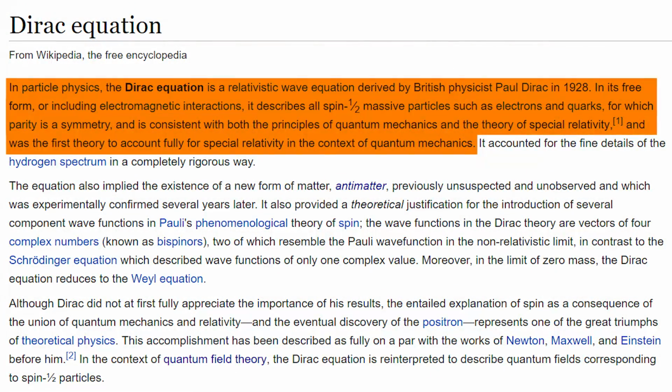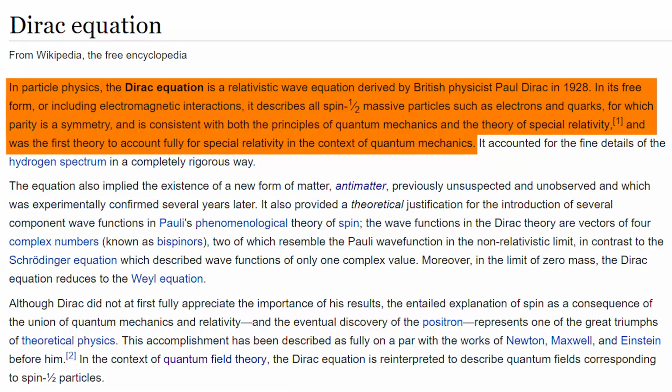It is defined to be a relativistic wave equation that, in its free form, or including electromagnetic interactions, describes all spin-1/2 massive particles such as electrons and quarks, for which parity is a symmetry and is consistent with both the principles of quantum mechanics and the theory of special relativity, and was the first theory to account fully for special relativity in the context of quantum mechanics.